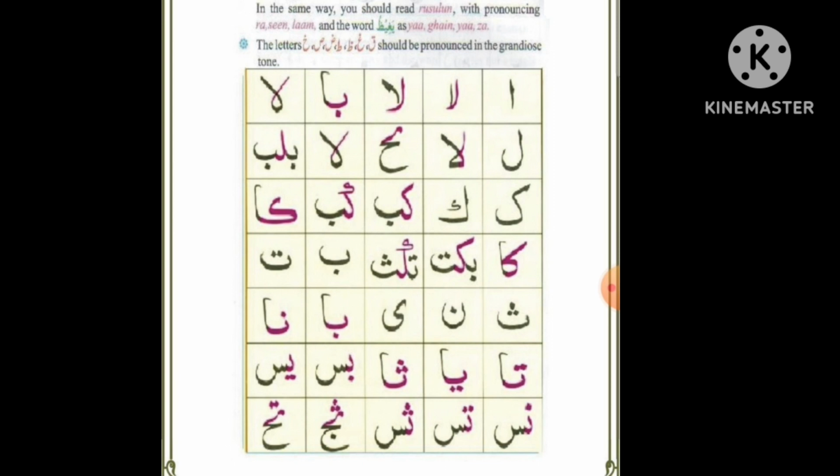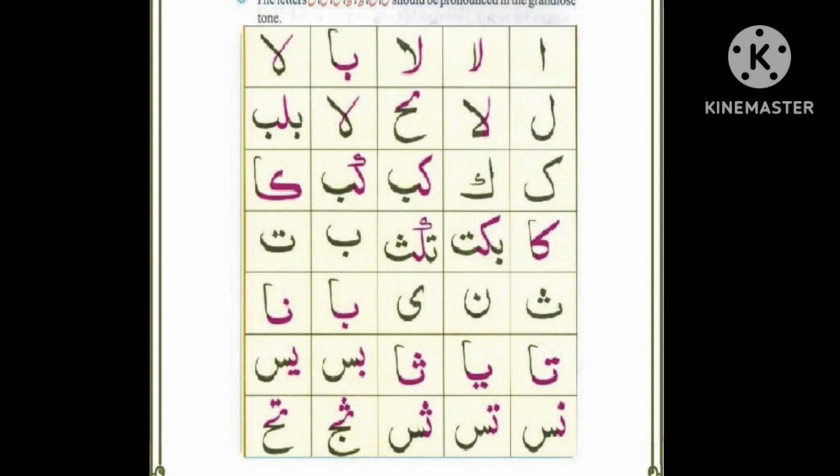Here you can identify the dots. See, a dot below a line, it is Ba Alif. Then a dot above a line is Noon Alif. Two dots above a line, Ta Alif. Two dots below a line, Ya Alif. Three dots above a line, Sa Alif. Then you have Ba Seen, Ya Seen, Noon Seen, Ta Seen, Sa Seen, Sa Jim, Ta Ha.